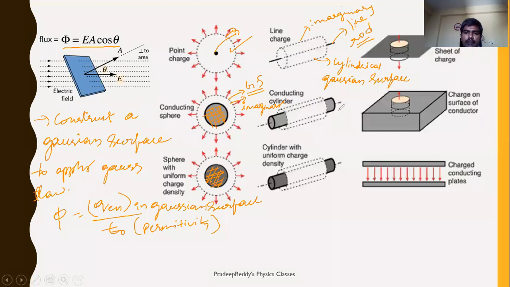Similarly, you have a cylinder. So for a cylinder shape also, you should construct a Gaussian surface which is in the form of a cylindrical Gaussian surface. Okay, so it can be uniform or it can be non-uniform. Simply you will be considering the imaginary Gaussian surface, and that imaginary Gaussian surface is enclosing the total cylinder. From there you can use Gauss law.